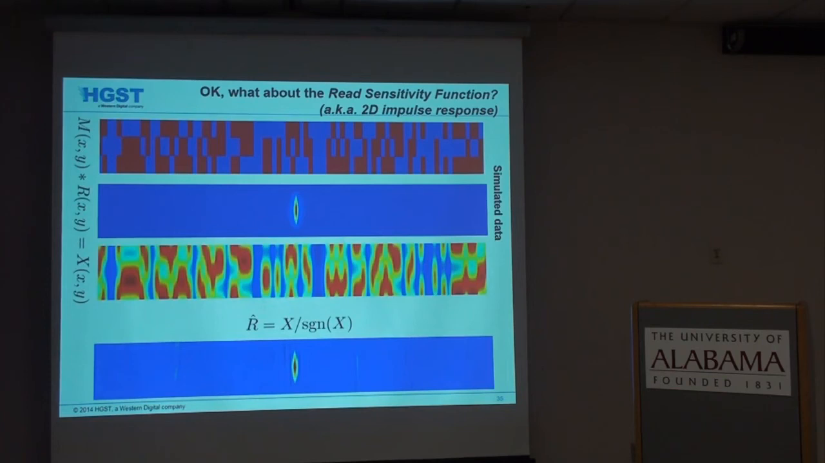Turns out this is a much harder thing to measure. And let me describe the kind of problem and the kind of solutions that I've been finding to be useful. You remember that we started with the magnetization. We might assume some read sensitivity function, and those are related to what we measure by a convolution product. In fact, you can just think of the convolution as a multiplication, a simple multiplication, if you like. So we've got M times R equals X, and we only know X. So what we would like to be able to do is to figure out from X what R is.